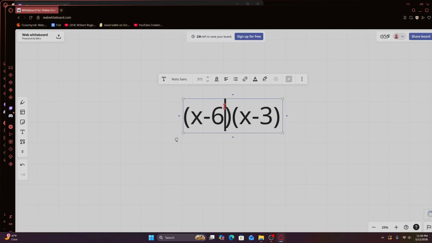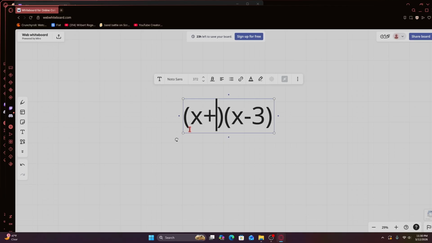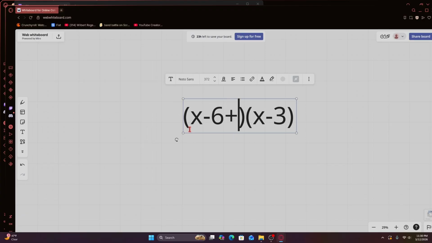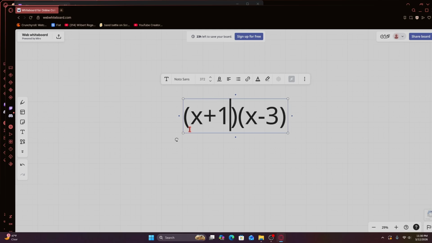So the battle flag would be this instead of x minus 6, right? And if it was, let's say, minus 6, and we add 7, we'd add 7, so x plus 1, x minus 3. But obviously, normally, it'll make a perfect square if it says it needs to, but it doesn't need to right now.